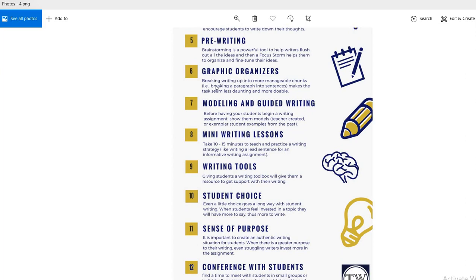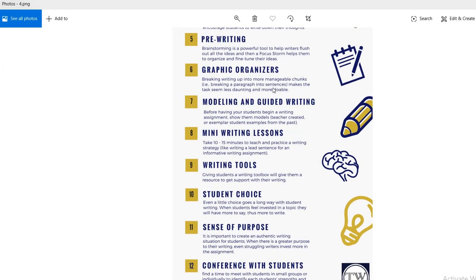Graphic organizers. Breaking writing up into more manageable chunks. Breaking a paragraph into sentences. Great. This is the start. Breaking a paragraph into simple sentences makes the task seem less daunting and more doable. Modeling and guided writing. Before having your students begin a writing assignment, show them models to teach and create exemplar students. So here we need to make some examples for each other.